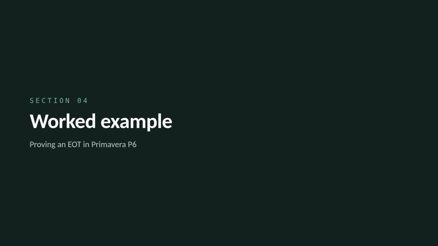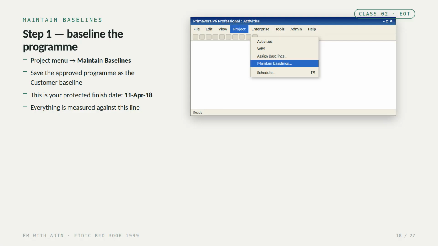Alright, let's make this concrete and prove an extension, step by step, in Primavera P6. Step 1. Baseline the program. Go to the project menu and choose Maintain Baselines. Save your approved program as the customer baseline. This locks in your protected finish date, the 11th of April. From now on, everything is measured against this line. Without a baseline, you've got nothing to prove the slip against.